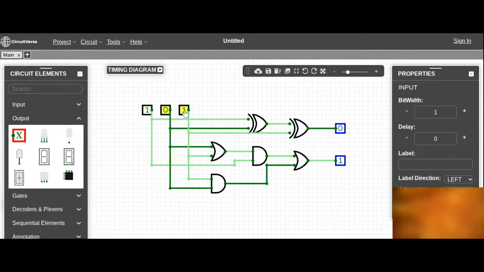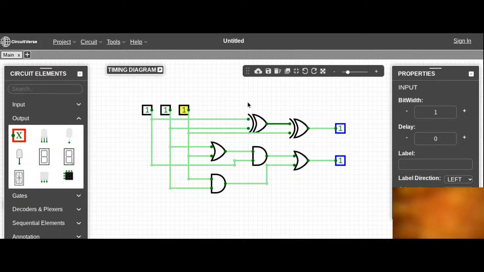Then 100, sum 1 and carry 0. That is also correct. And 101, so 0 at sum and in the carry we got 1. That is also correct. And then 110, sum will be 0 and carry 1. Triple 1, we get sum as 1 and carry 1. So that's all for today, guys.